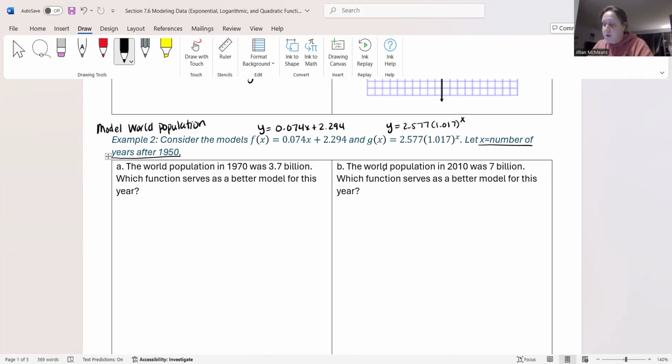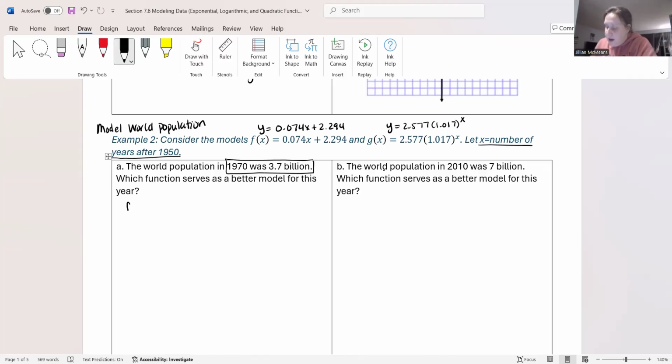So for part A, it says the world population in 1970 was 3.7 billion. Okay. All right. It says which function serves as a better model for this particular year. So is the linear function or the exponential function going to be our better bet?